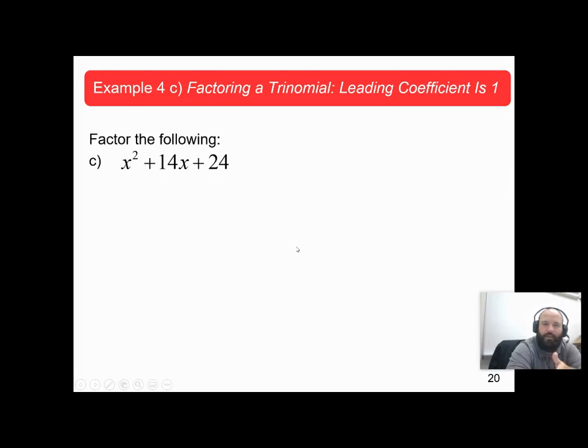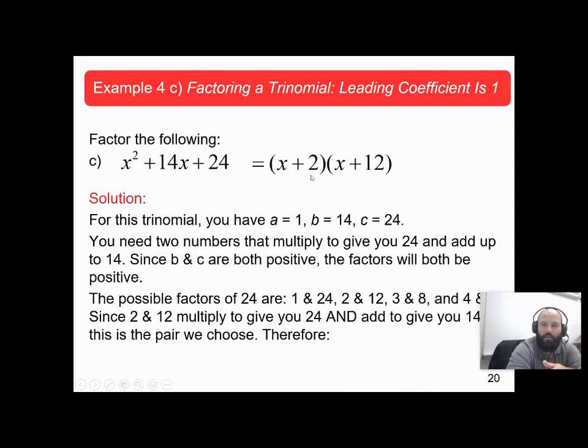You can go through the factors just like I did. 1 and 24, that's going to give me 25, so that doesn't work. You could do 2 and 12. 2 times 12 is 24, and 2 plus 12 is 14. So there are our two numbers, positive 2 and positive 12. So this will split into x plus 2 and then x plus 12.